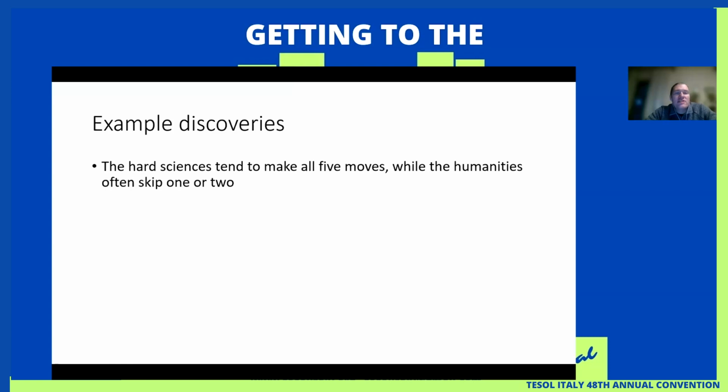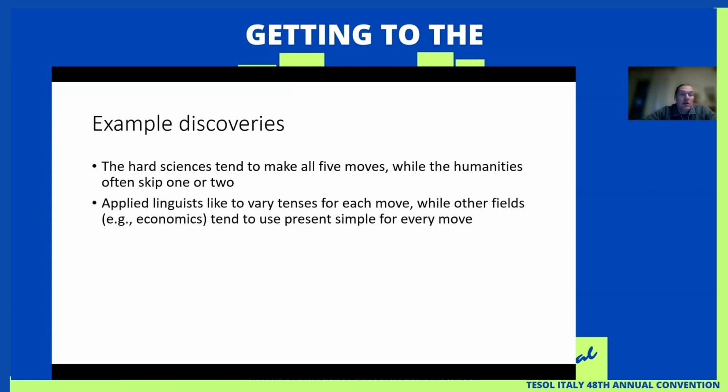But oftentimes in the hard sciences, authors tend to make all 5 moves, while in the humanities, oftentimes authors skip 1 or 2. Which of course, again, contradicts what is taught in many introductory courses for PhD students, what's often taught in EAP textbooks. We tell them, you always do all 5 moves or whatever, so it's always the structure. But in reality, if you look at it, there's some variation going on.